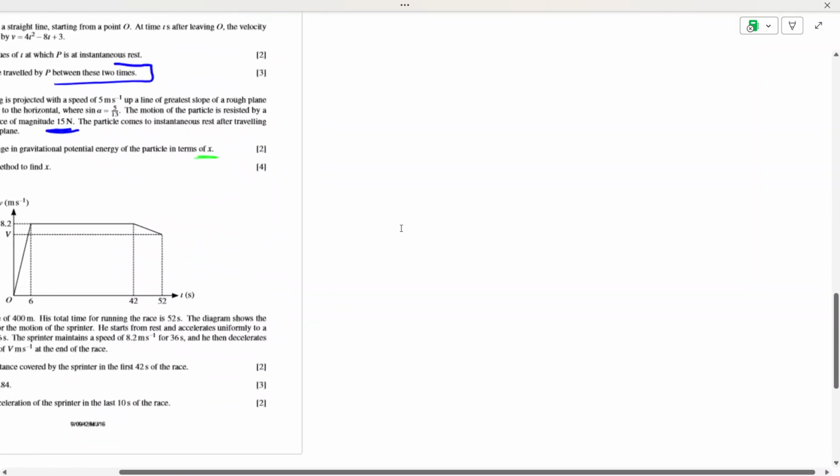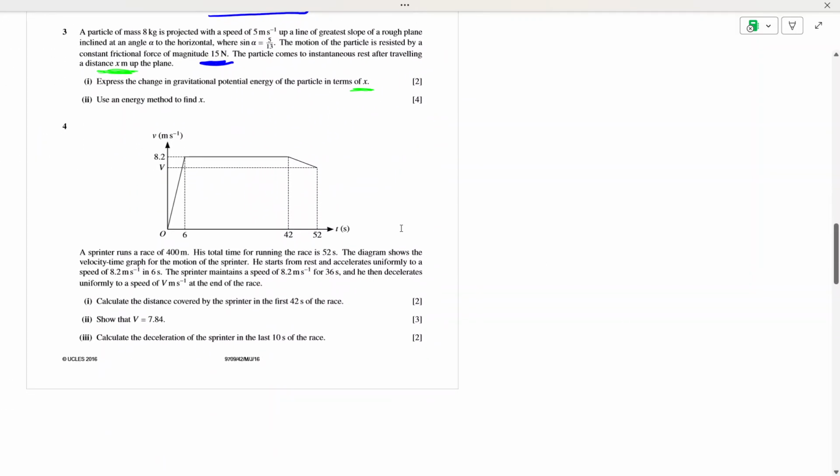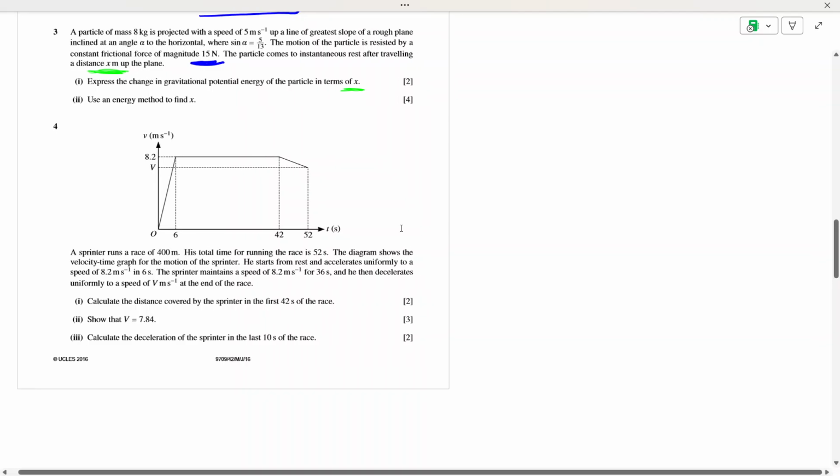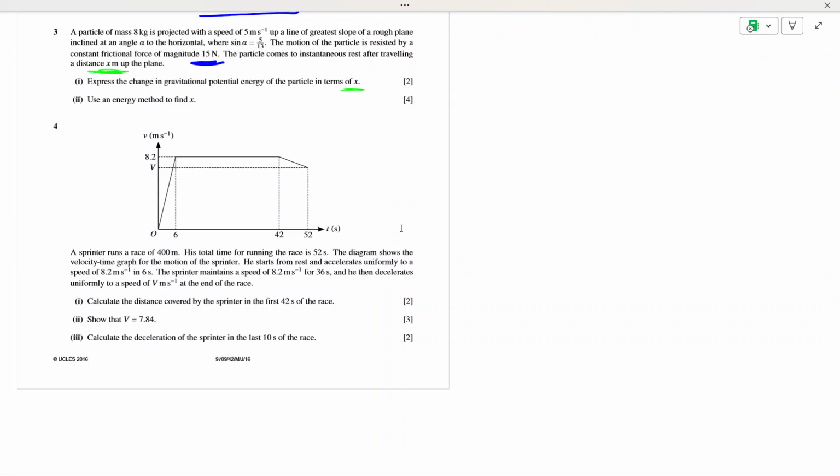Question 4 reads, a sprinter runs a race for 400 meters. His total time for running the race is 52 seconds. The diagram shows the velocity time graph for the motion of the sprinter.